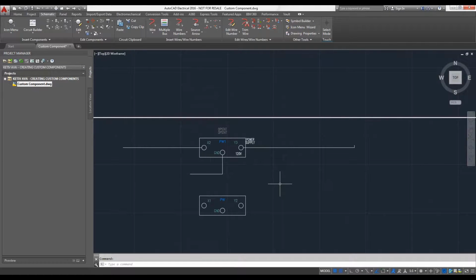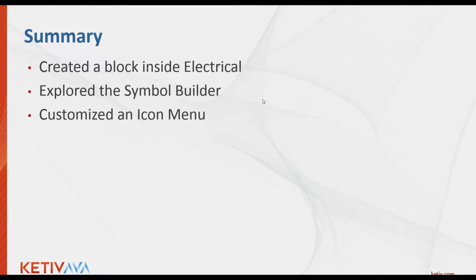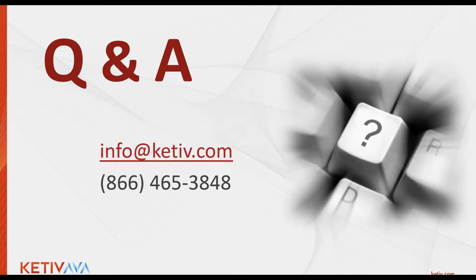And that's how you set up your own custom component. So in summary, what we showed you today was how to create a block inside Electrical, which is much the same way as in AutoCAD. We explored the simple builder utility and the wizard that's included with it. And then we customized an icon menu that you might have already had set up and then added the components to that. So we're going to move into our Q&A discussion.